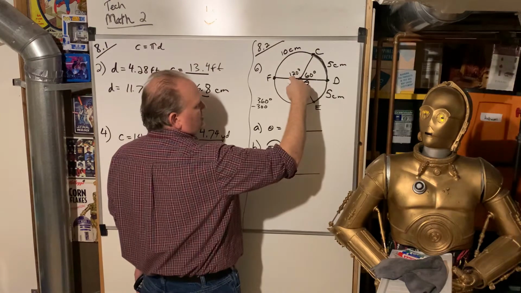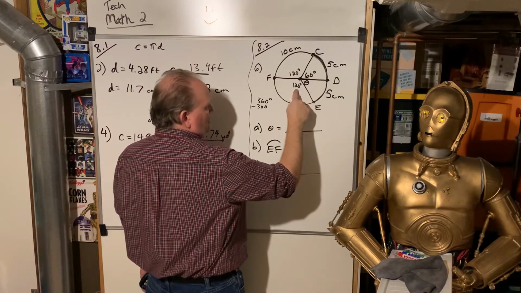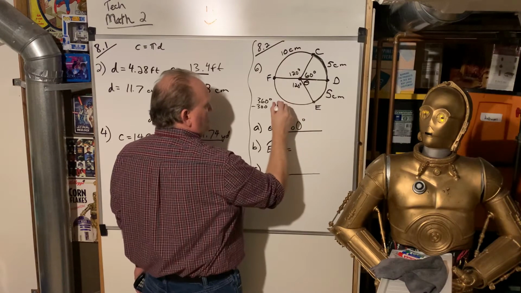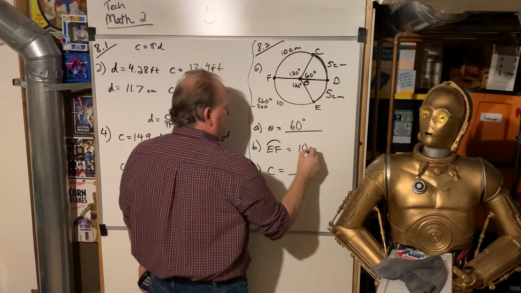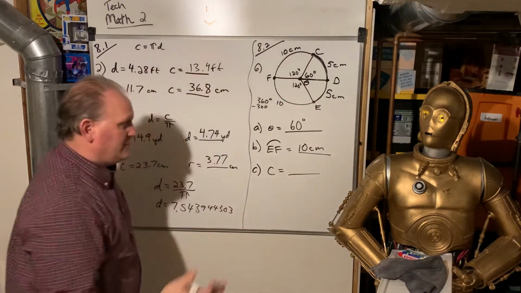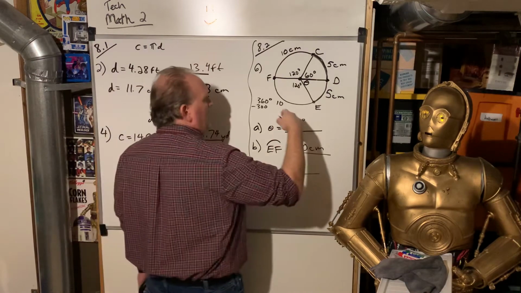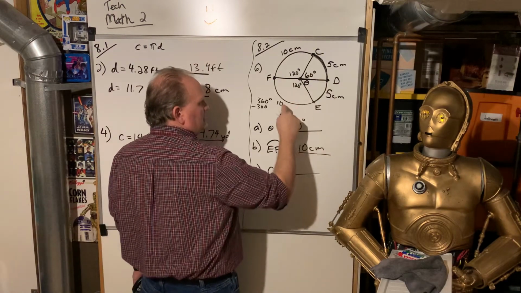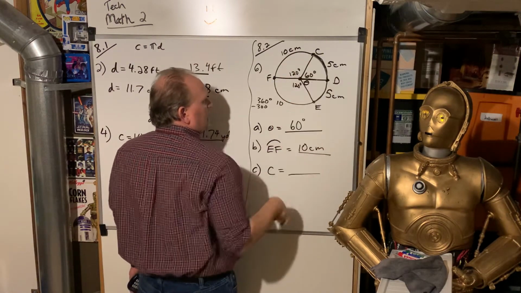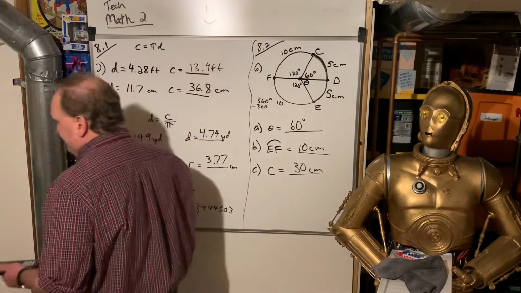Look, this is a central angle of 120 on that circle. This is also 120, so if that is 10, this also has to be 10 centimeters because the angles are identical on the same circle. And then they said, go ahead and find the circumference. Well, we can do that without actually knowing the radius or anything. Just add around the outside, so 30 centimeters. Okay.